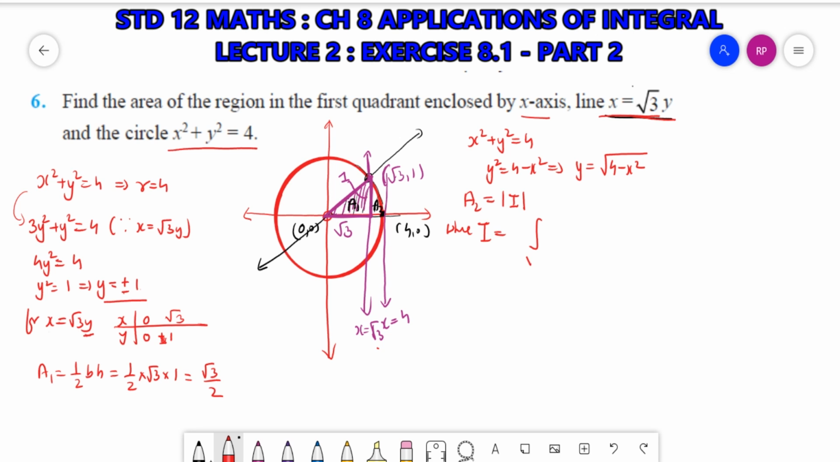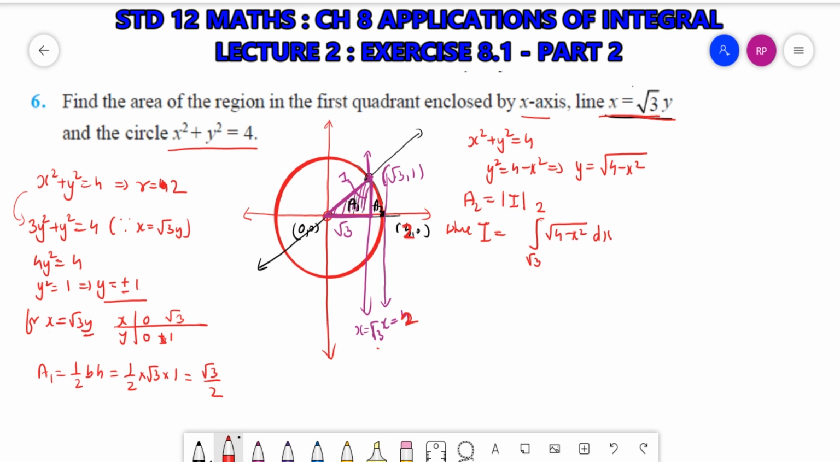Root 3 to, sorry, here again we made one mistake. The radius will not be 4, it will be 2, because x square plus y square equal to r square. This point will be 2, 0. So this line is x equal to 2. Here the limits are from root 3 to 2. Root 3 again is smaller than 2, about 1.7. f(x) is root of 4 minus x square dx.